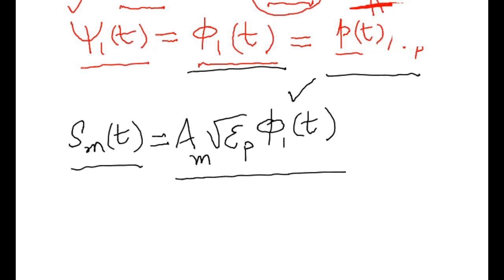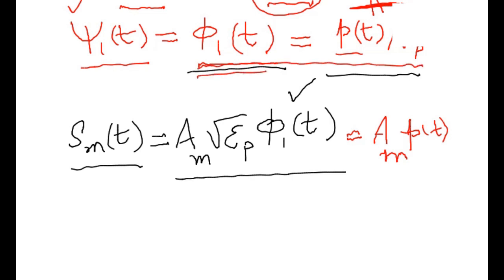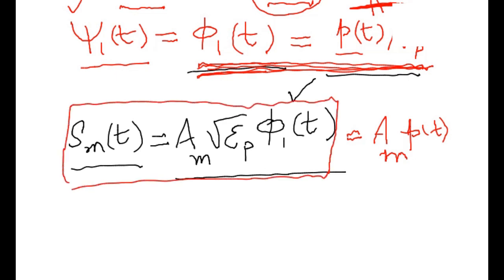So now you can compare it with your previous expression. It is the same as you have seen earlier. It is the same as A_m times p of t. Just observe this expression, so it's the same as the above expression. So we can write s_m(t) using the orthonormal basis function phi 1 of t.